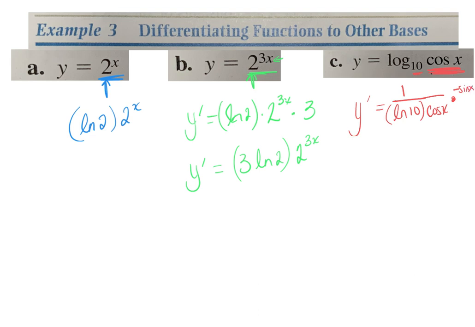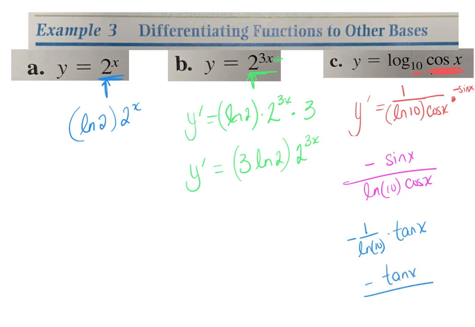So I have negative sine of x over natural log of 10 cosine of x. There's another right way to write negative sine over cosine. What is sine over cosine? Tangent. It's tangent. So I can say, well, that's negative 1 over the natural log of 10 times the tangent of x. Or you could say negative tangent of x over natural log of 10, whichever way you want to write it.